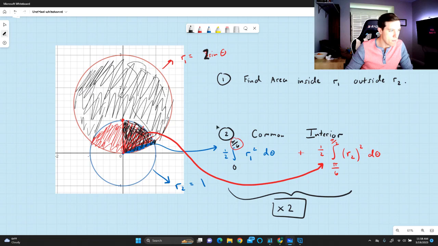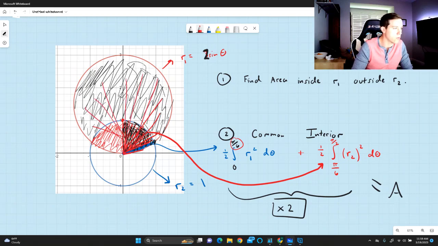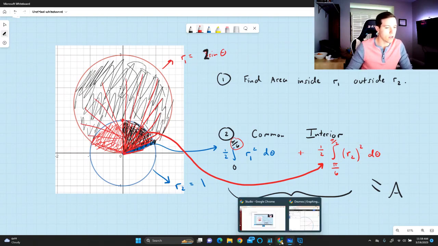Okay. So now that we have the common interior, I can go back to the first question: find the area inside R1, but outside of R2. Well, to do that, let's say that the answer we just found was A. I can do the area from here all the way around the circle, and then I can just subtract my answer from the previous part. So let's go back to Desmos.